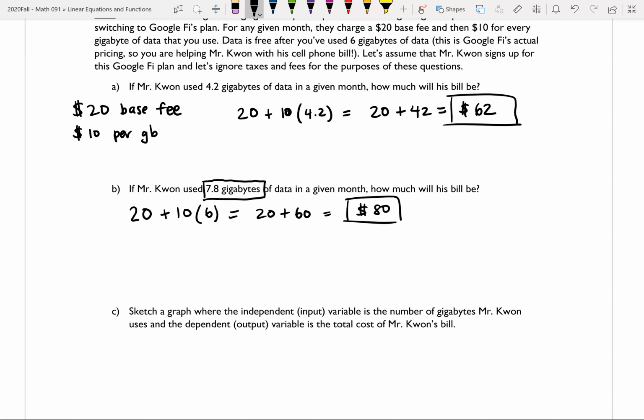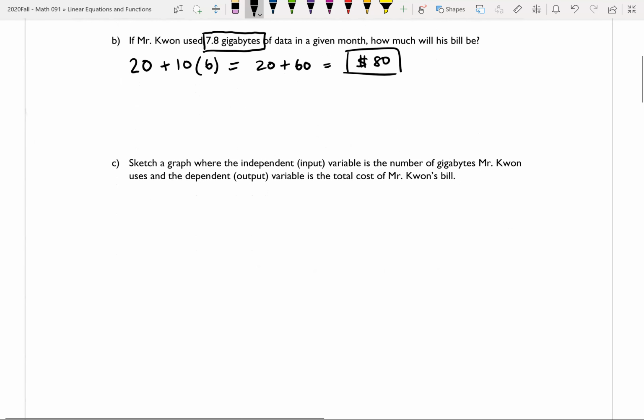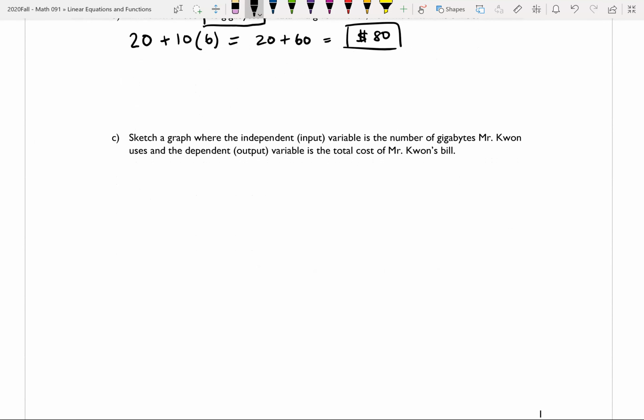And then part C says, sketch a graph where the independent or input variable is the number of gigabytes Mr. Kwan uses, and the dependent or the output variable is the total cost of Mr. Kwan's bill. Now, it may seem at first glance that this is a linear function, but it's not actually a linear function, but it seems like it is, and I'll tell you why.